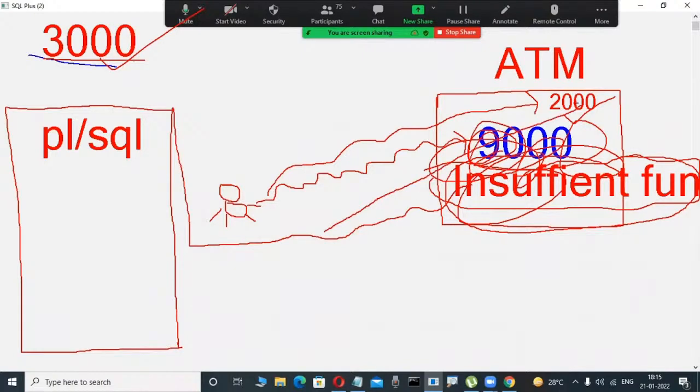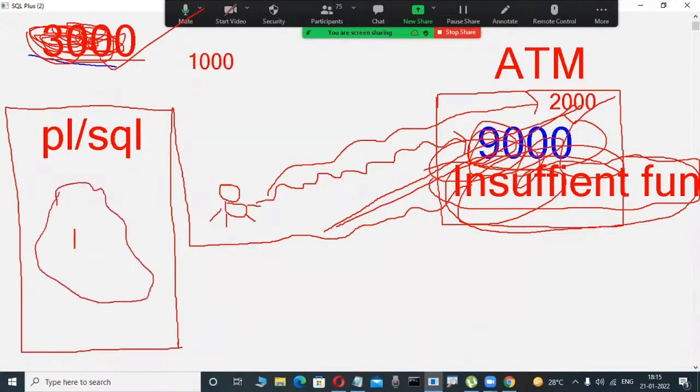Now, whenever we withdraw 2,000, what is the available balance? Here 3,000 minus 2,000 is 1,000. I want that to be reflected in my database. Otherwise, if you withdraw 2,000 and still 3,000 remains available, the total banking system would collapse. All those transactions are written through coding. That's why PLSQL developers are required in a project.